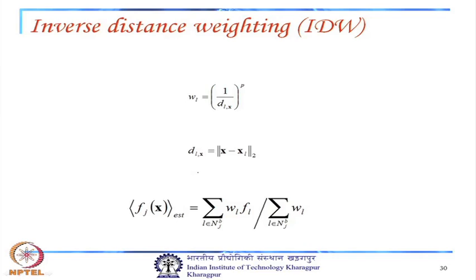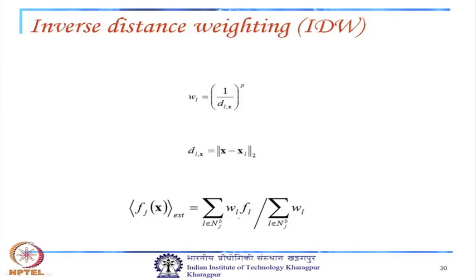Inverse distance weighting, or IDW, is the most common method, where W_L is the weight, 1 by d_LX, the distance between the two points L and X, to the power P, where P is the exponent and d is the distance. The estimated value for any particular attribute or parameter is the summation of W_L times F_L.